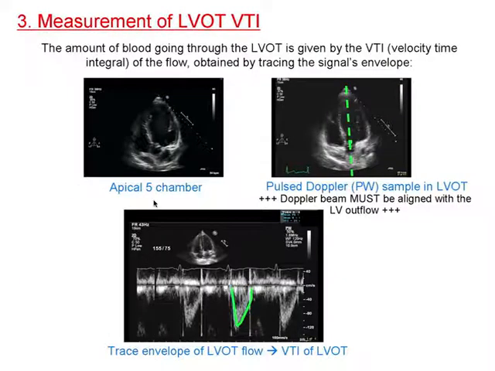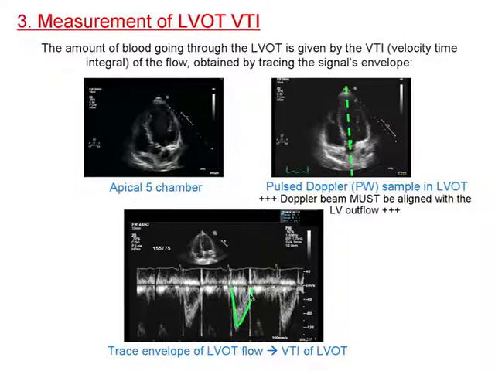And then we're going to take the velocity time integral of the LVOT. So here's what happens. It's the amount of blood that's going through that left ventricular outflow tract that is given by the velocity time integral. And so what we do is we line up in the apical fifth chamber. We put that pulse wave Doppler sampling gate right over the aortic valve, and right at the LV outflow. And combined with that other measurement that we had, the LVOT diameter, we then activate the tracing, the waveform of the pulse wave Doppler.